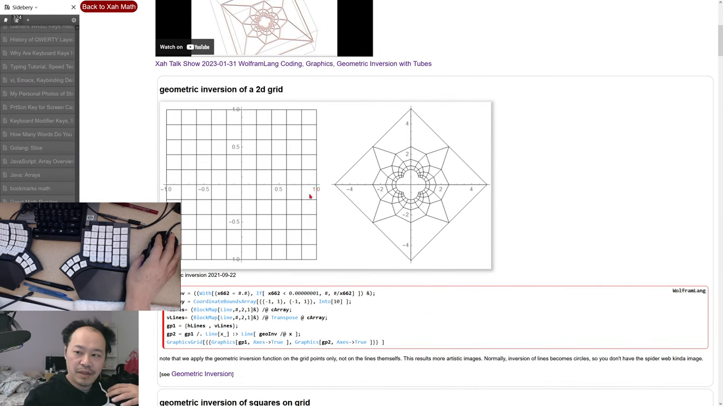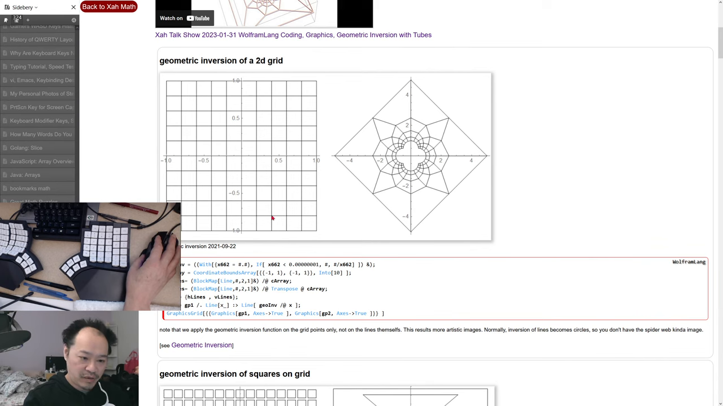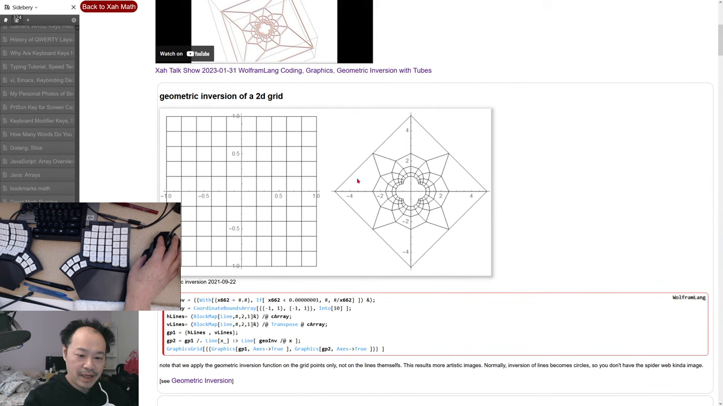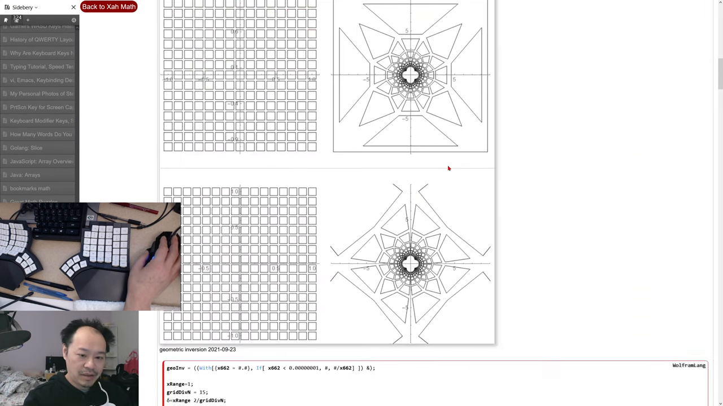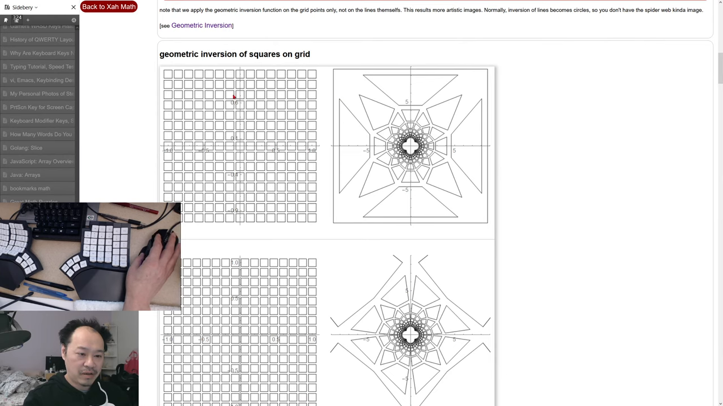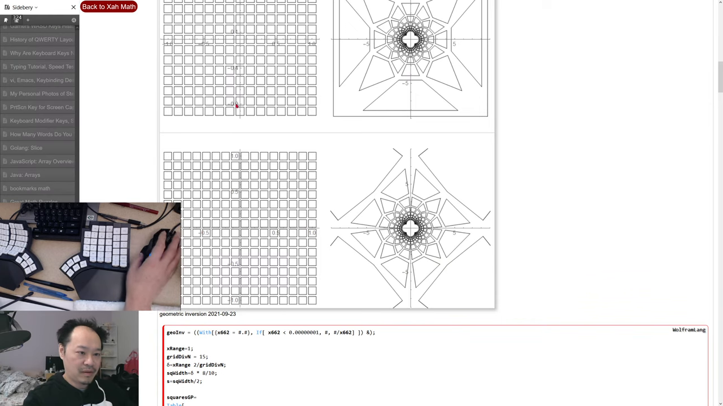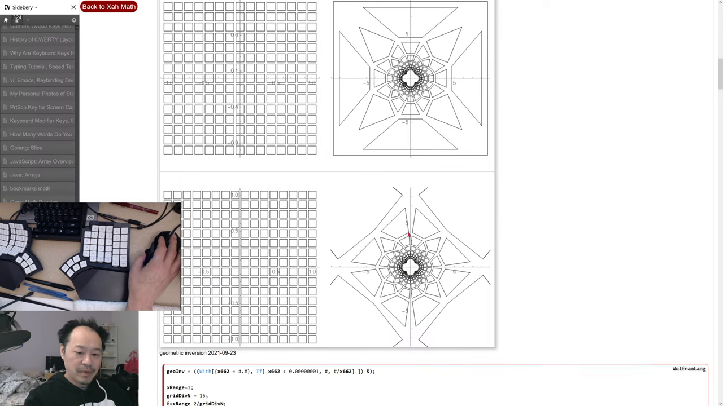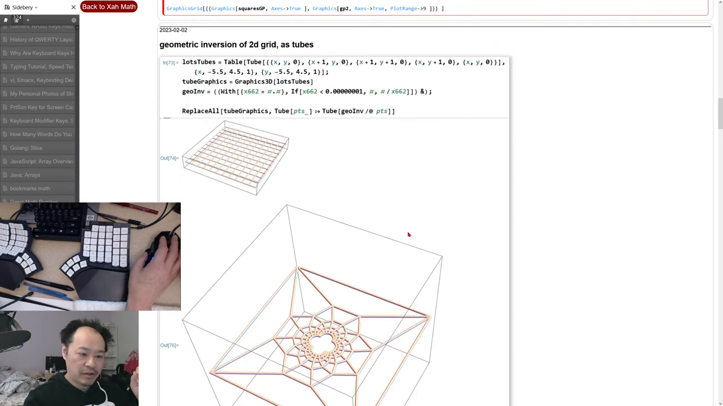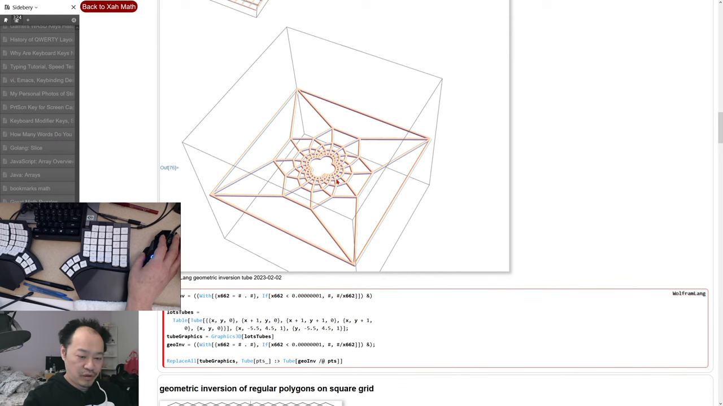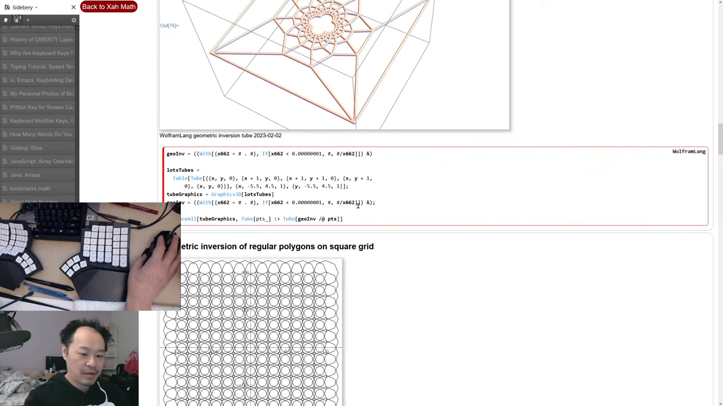It's just a function. When you do it on a plane, if you start with a grid and apply the geometric inversion function to the grid points, you get that figure on the right. If you start with a bunch of squares, you get that. If you look at the center of the square, that's the difference between these two images. Then you can use a tube to represent the two-dimensional grid in three dimensions, and you get that. So we can copy that.